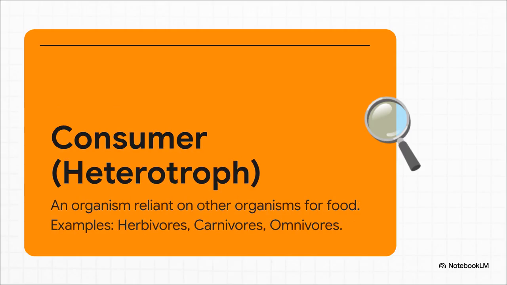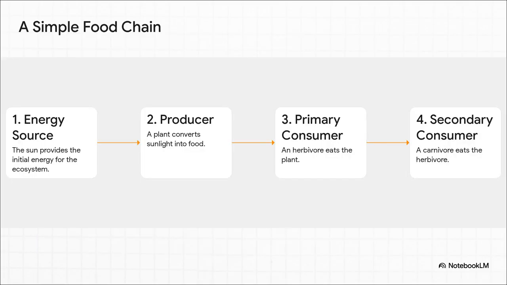And then, you've got everybody else. These are the consumers, or heterotrophs. From the tiniest little insect to the biggest blue whale, none of them can make their own food. To get their energy, they have to eat other organisms, tapping into that energy that was first captured by the producers. So this transfer of energy creates what we all know as a food chain.